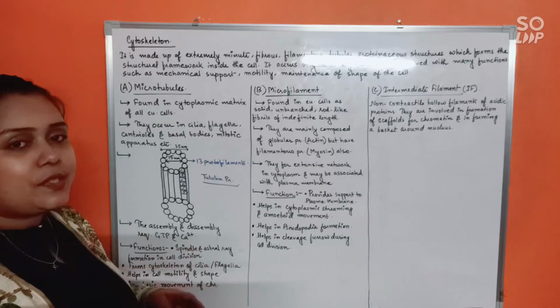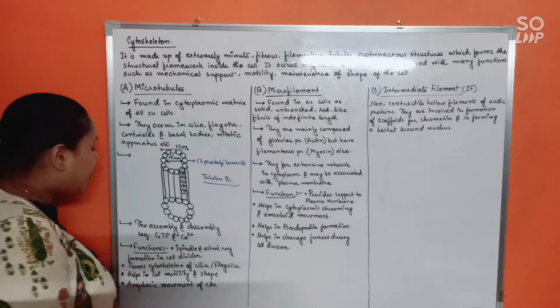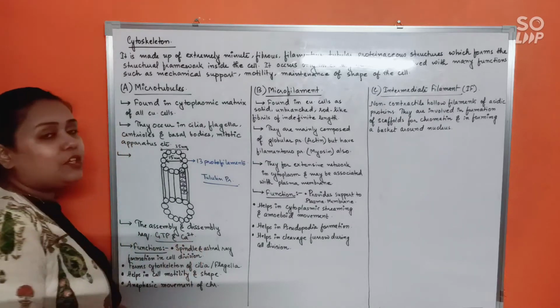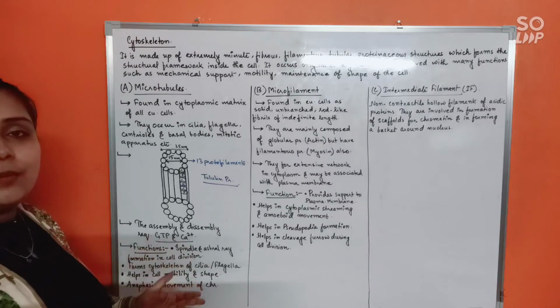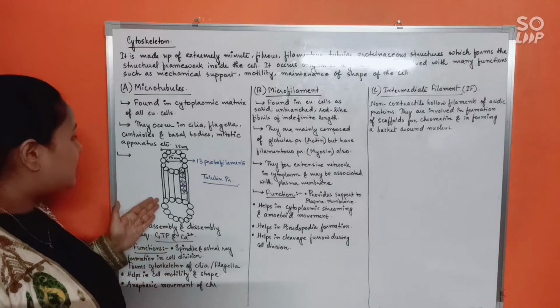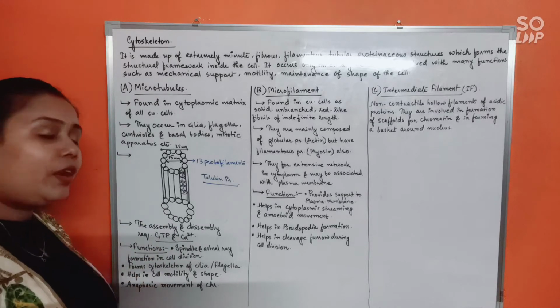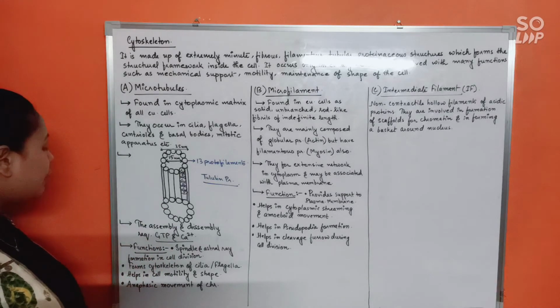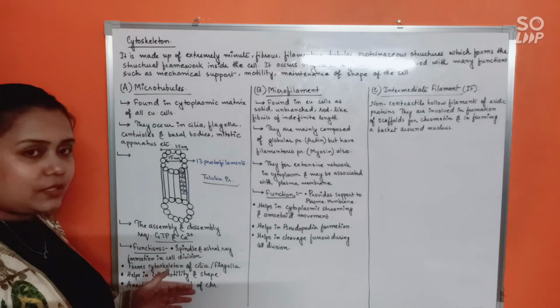Now, the assembly and disassembly: the microtubules don't contract or expand, rather they assemble or disassemble, and assembly or disassembly of them requires GTP and calcium ions. It is very essential for GTP and calcium ion to be present for assembly and disassembly of the microtubules.